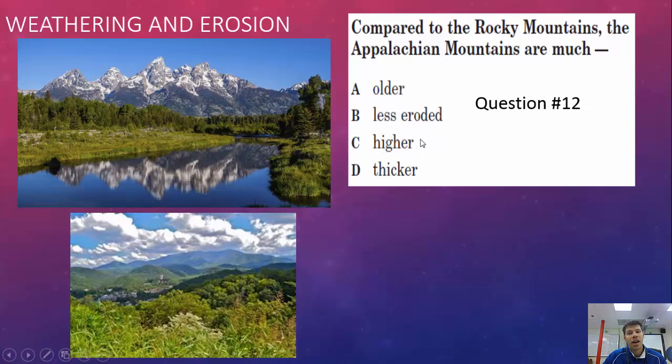They're lower, not higher. And thicker is just not a great word to describe the mountain range here, but they are a little more spread out. All right, so the best answer here is A. The Appalachian Mountains are much older than the Rocky Mountains.